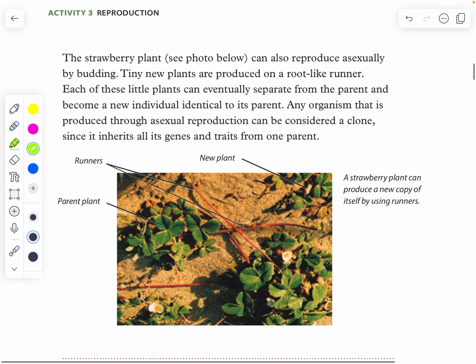The strawberry plant, in the photo below, can also reproduce asexually by budding. Tiny new plants are produced on a root-like runner. Each of these little plants can eventually separate from the parent and become a new individual identical to its parent. Any organism that is produced through asexual reproduction can be considered a clone, since it inherits all its genes and traits from one parent. I'm going to highlight that statement too.